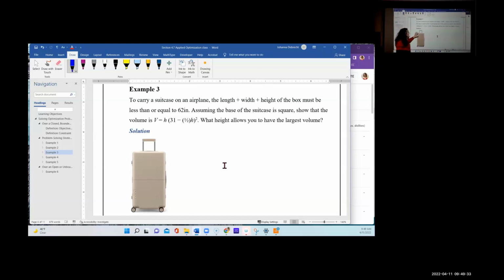And we're going to go back to the beginning and translate the words two to three at a time into mathematics. To carry a suitcase on an airplane, nothing to write down yet, although we have a picture of a suitcase. The length plus the width plus the height of the box, we should write that down. Length plus width plus height must be less than or equal to 62 inches.